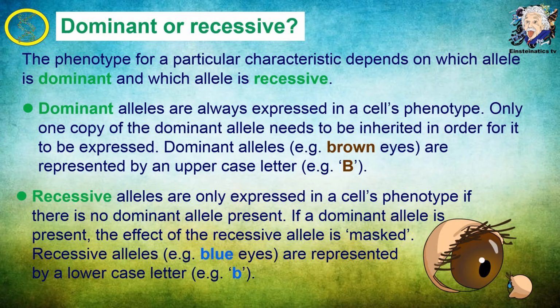On the other hand naman, pag tinawag namang recessive allele, ito yung mga allele na nakikita lang pag wala or hindi existing yung dominant allele. Pag nakikita naman or pag meron namang dominant allele, itong recessive allele ngayon is masked or nakatago. So in this case, it would be now the blue eyes.